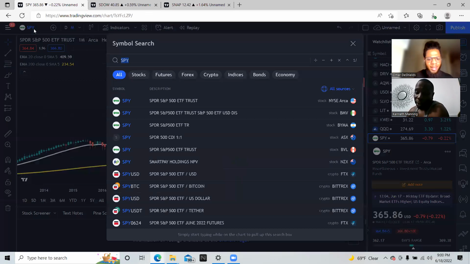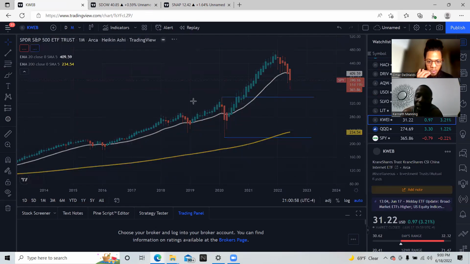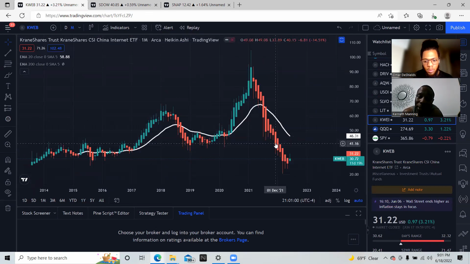Would you say that right now is the time to get into the Chinese stocks yet, or do we still gotta wait? Like Alibaba, Tencent, however you say that. Basically everything in KWEB. Now, KWEB is definitely the best play.